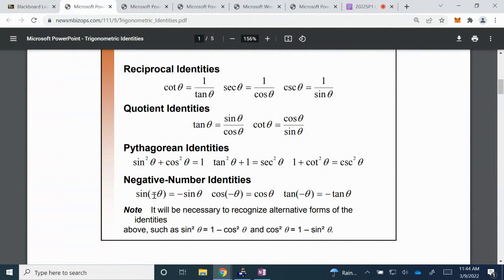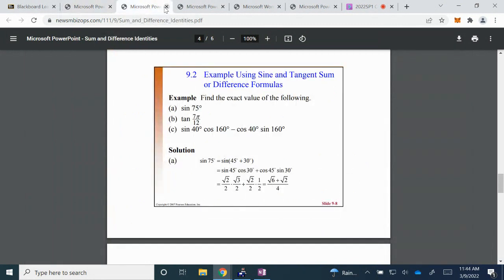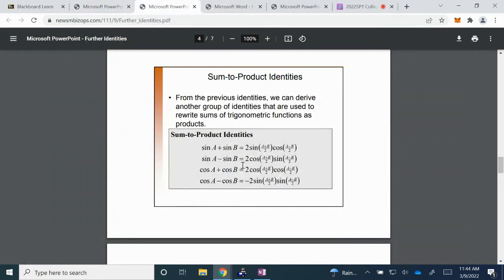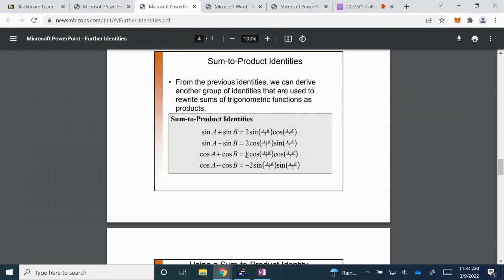So it says that the sine of negative theta is equal to negative times the sine of a positive theta. Keep in mind that we can write a negative angle as a positive angle using the negative number identities. The cosine of negative theta is equal to the cosine of theta. The tangent of negative theta is equal to negative times the tangent of theta. Now in our sum to product and product to sum formulas, notice that we're only dealing with the sines and the cosines.